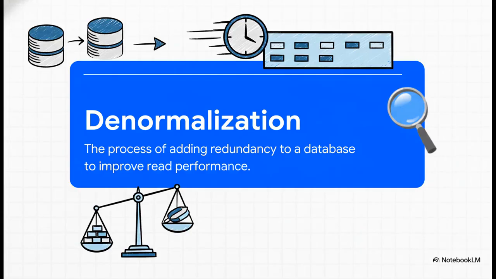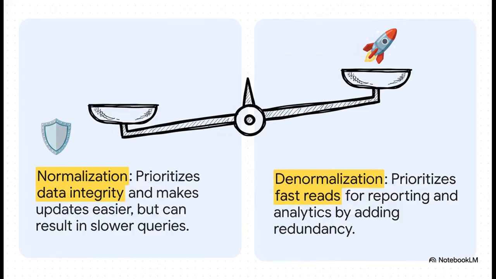This brings us to denormalization. Yep. We're adding redundancy back in on purpose, just for speed. So you have to choose. Do you want super clean data, or do you need lightning fast reads?